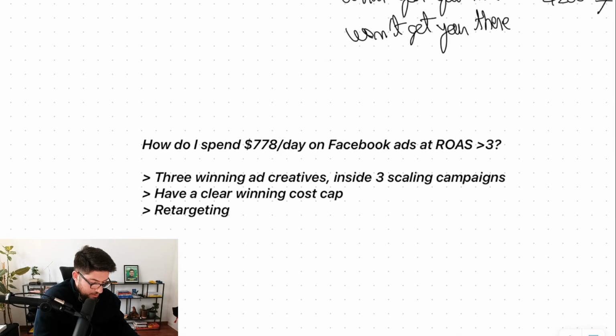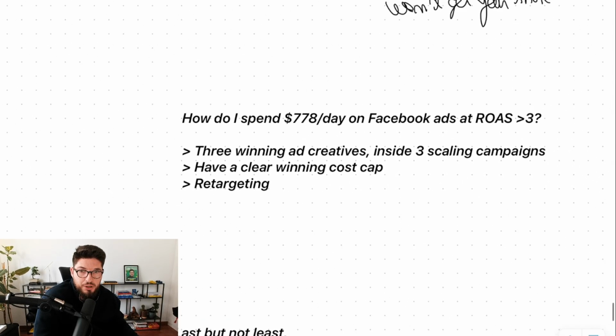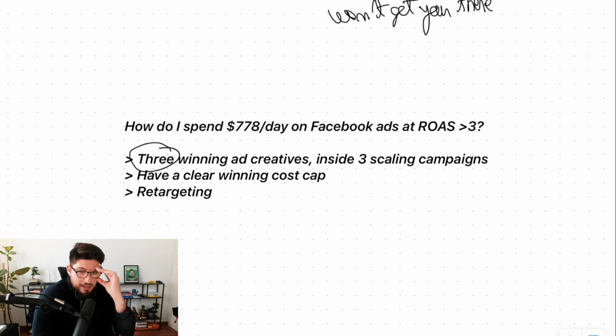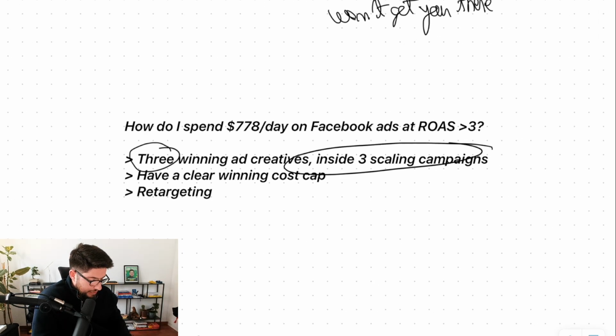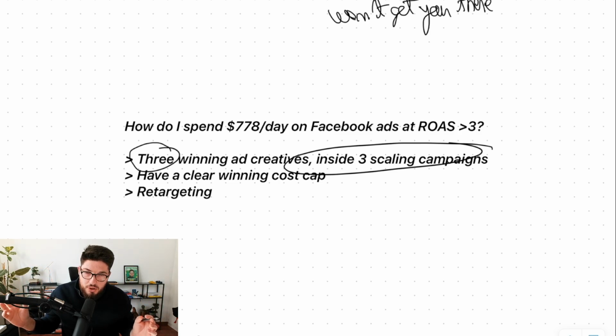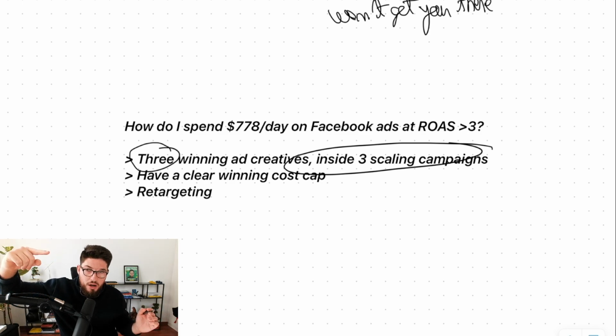Now let's go back. How do I spend 700 per day on Facebook ads at ROAS 3? More or less, you don't need more than 3 winning ad creatives. Of course, you will have your ABO testing campaign, but inside 3 scaling campaigns, and this can be anything. Depends on the account, but I've got 1 Advantage Plus, then 1 CBO bid cap, 1 CBO cost cap. Or I have 3 Advantage Plus, and each one is having one of the winning ad creatives.